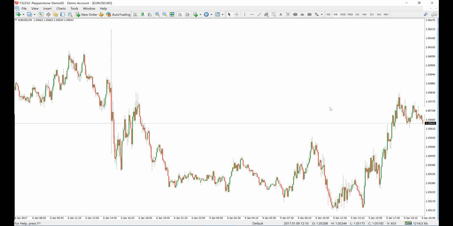Hi everyone, let's start heading into technical tools. The first one would be trend lines. As it is the simplest one, it's sometimes the hardest one to master.